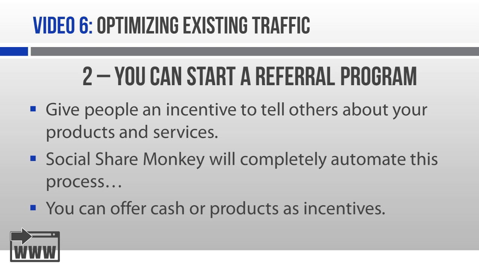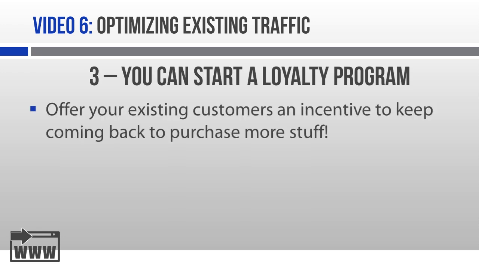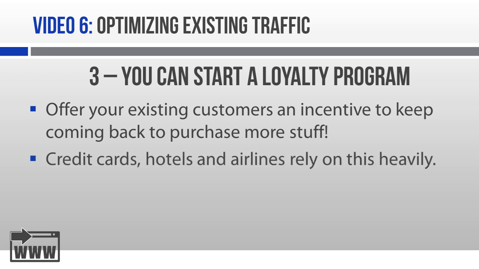Now, let's look at the last method. The third thing you can do to optimize your existing traffic is start a loyalty program. The idea here is to offer your existing customers an incentive to keep coming back to your site to purchase more products and services. You've seen this plenty of times elsewhere. For example, your credit cards, hotels, and airlines often offer reward points for each purchase, which can be exchanged for flights, hotel stays, gift certificates, and other kinds of rewards. Most likely, you've even seen this at the local coffee shop where you're offered a free coffee for every 5 or 10 cups of coffee you purchase.